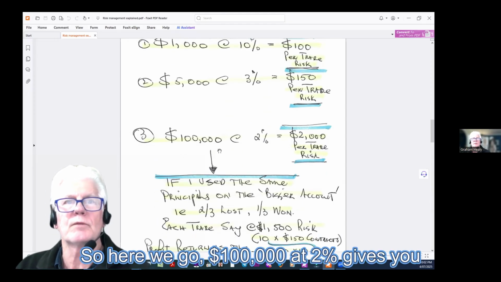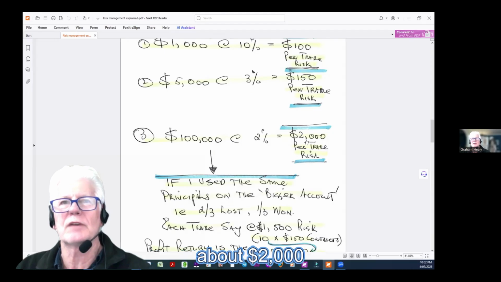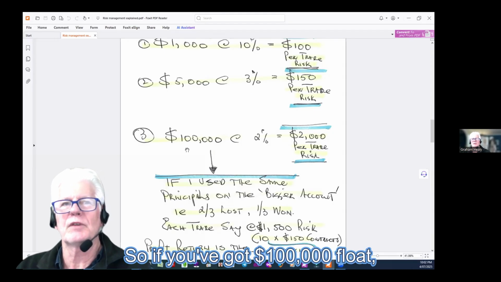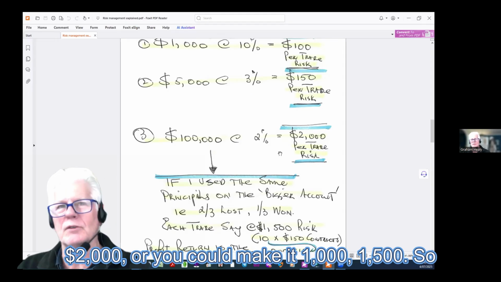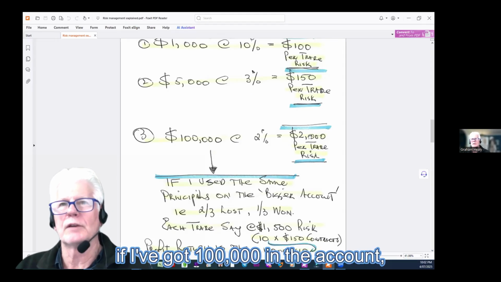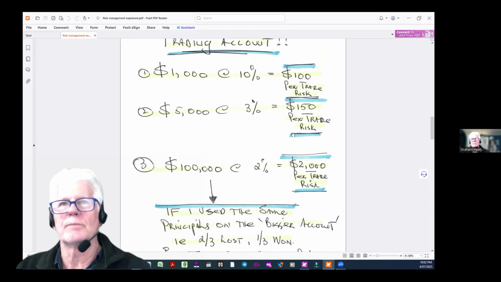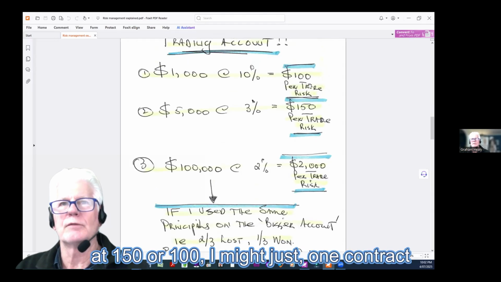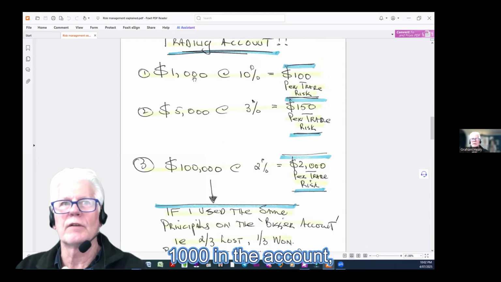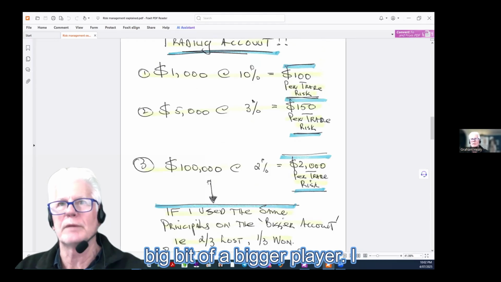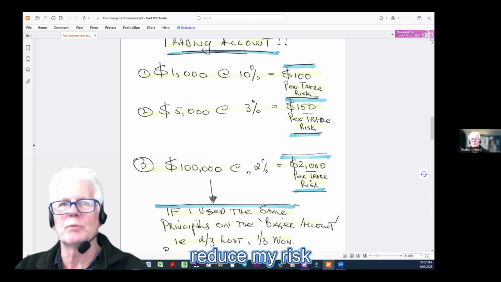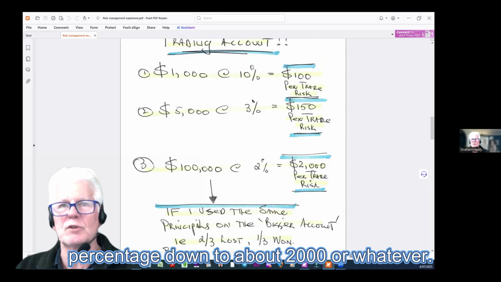So here we go. $100,000 at 2% gives you about $2,000 a trade. So if you've got a $100,000 float, your risk factor per trade is around $2,000, or you could make it $1,000, $1,500. So if I've got $100,000 in the account, instead of doing one trade at $150 or $100, I might do one contract at, say, $100, and I've only got $1,000 in the account, but this account is now worth $100,000. I'm a bit of a bigger player. I reduce my risk percentage down to about $2,000 or whatever.